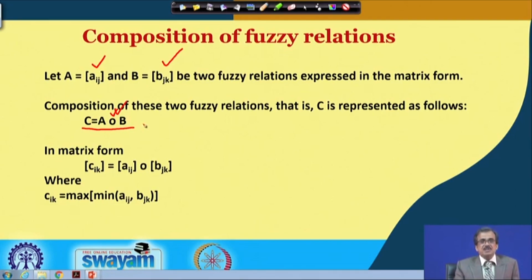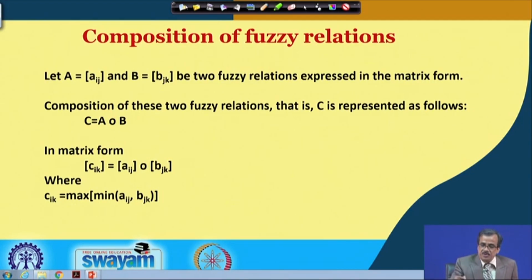Now in the matrix form, this can be written as A_ij composition B_jk, which is C_ik. And how do we find this C_ik? C_ik is determined as the maximum of the minimum of A_ij comma B_jk. Now let us see with the help of one numerical example how to find the composition of two fuzzy relations.